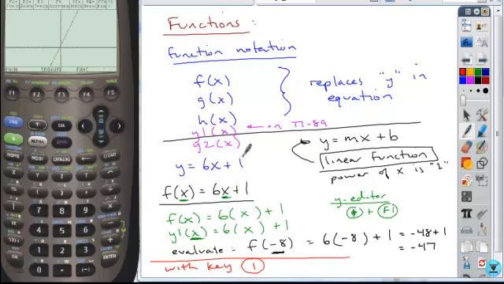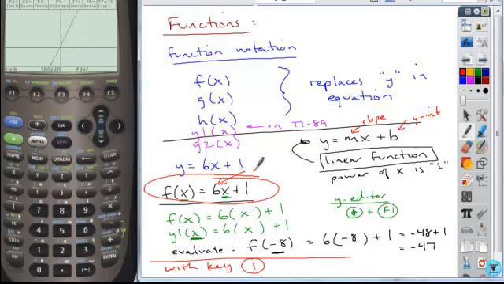So on this particular equation, I can identify the slope of it. And remember, m is our slope, b is our y-intercept. And so what's the slope of this equation here? The slope is 6. What's the y-intercept of this equation? The y-intercept is 1.